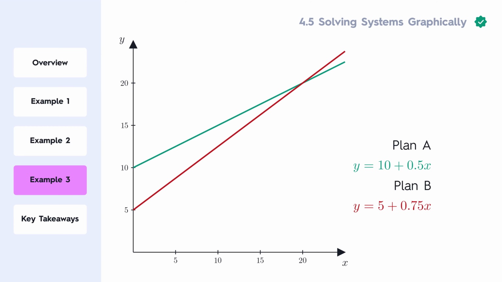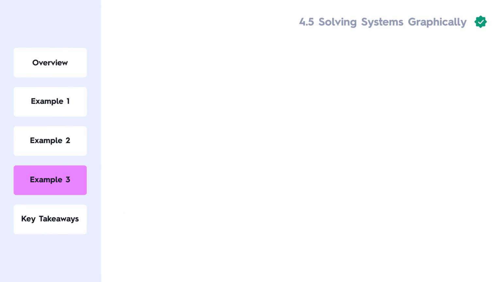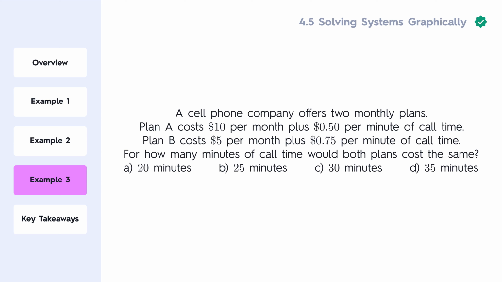With both lines plotted, we can see where they intersect. This point of intersection is the solution, representing the number of minutes where both plans will cost the same. In our case, this is the point 20, 20. The solution with the point 20, 20 tells us that at 20 minutes of call time, both plans cost the same, $20. So, the correct answer is A, 20 minutes.